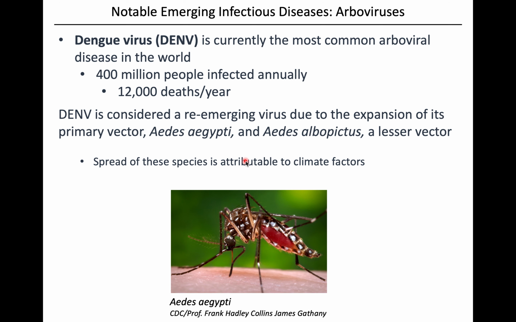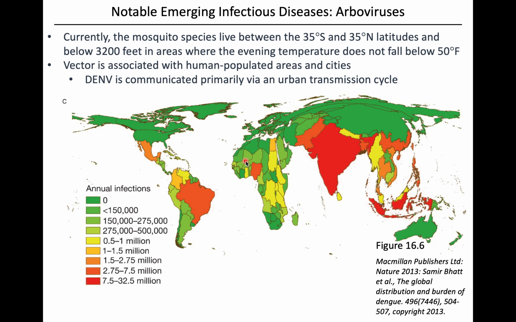Global warming. So these two mosquito species right now are primarily just found in this relatively narrow latitude band between 35 degrees south and 35 degrees north at lower elevations, basically anywhere where the nighttime temperature doesn't drop below 50 degrees Fahrenheit. But as the globe warms, right, we're seeing that temperature restriction spreading in terms of its geography. So as the mosquitoes spread, so does the virus. And as I mentioned, dengue primarily spreads via this urban transmission cycle.